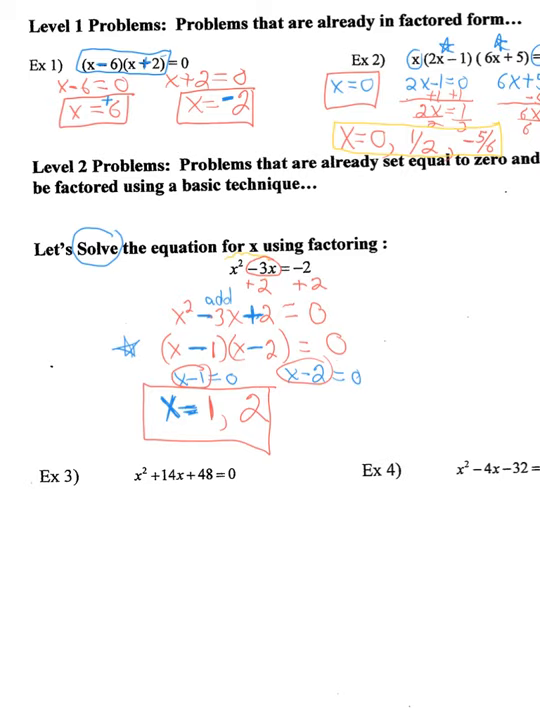Let's look at the next one. Step 1, set the equation equal to 0. Yay, it already is. I don't have to do that step. Notice on the first one we just did above, we had it set equal to -2. And we had to set it equal to 0. This one's all set for us.